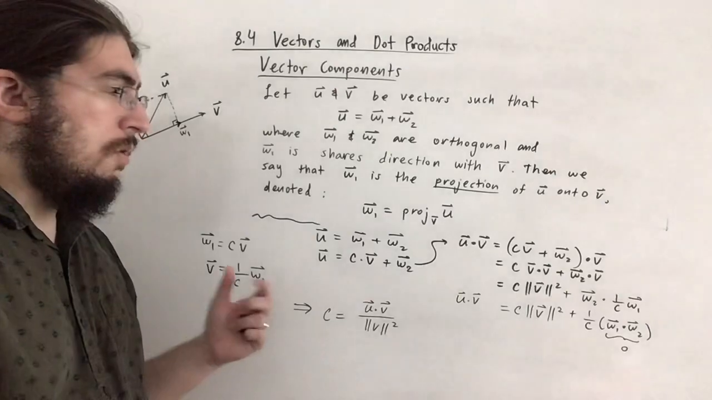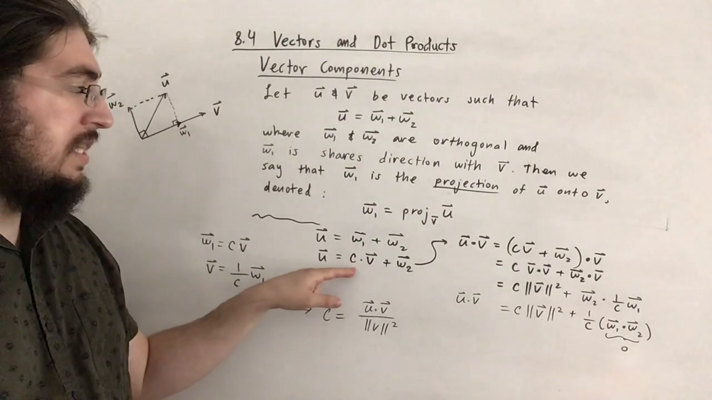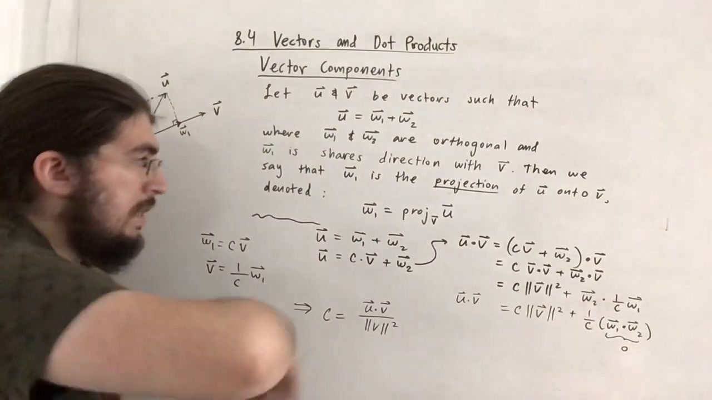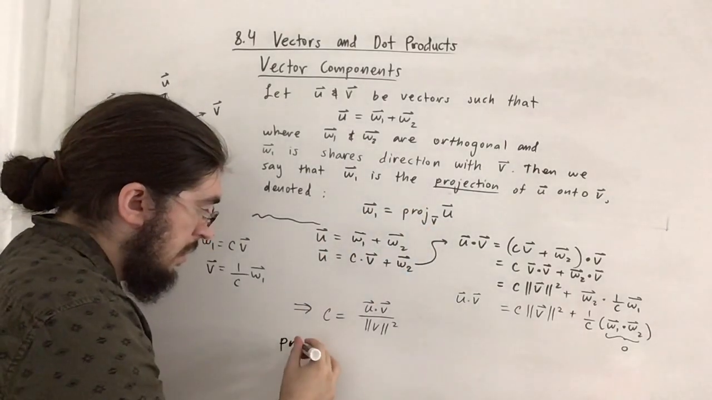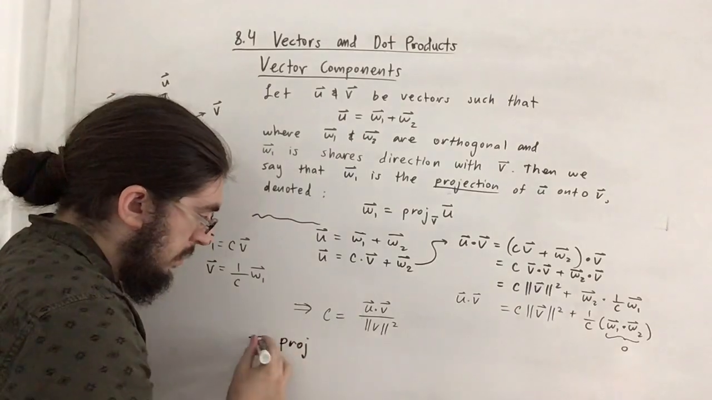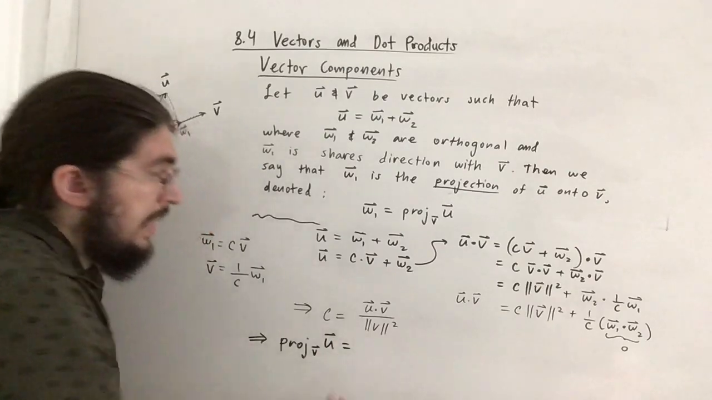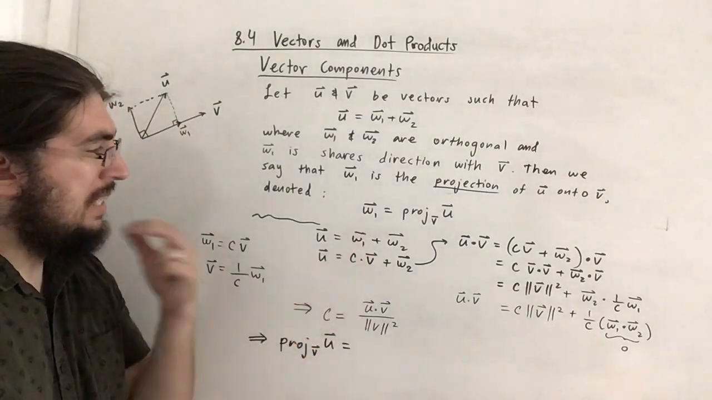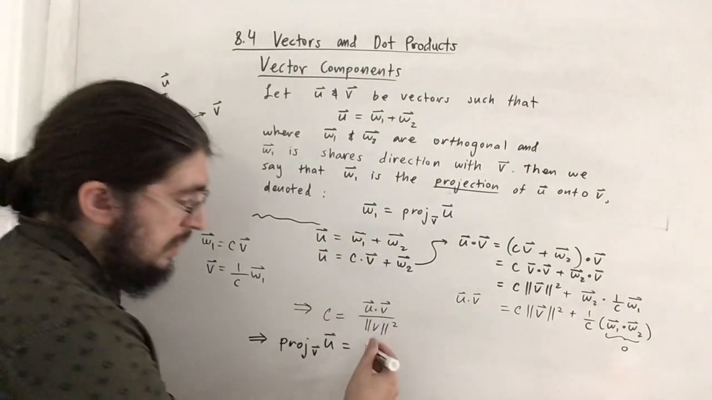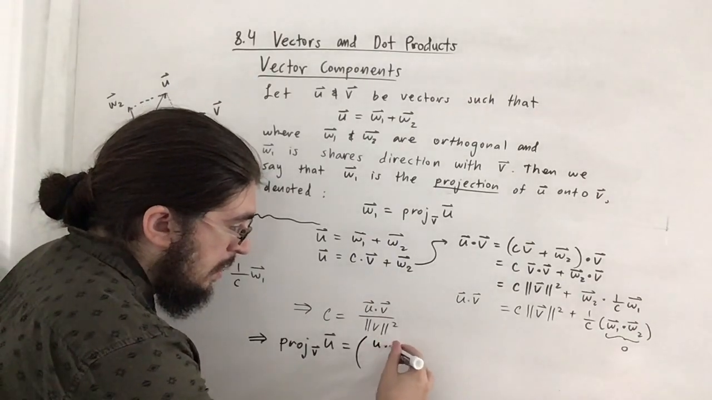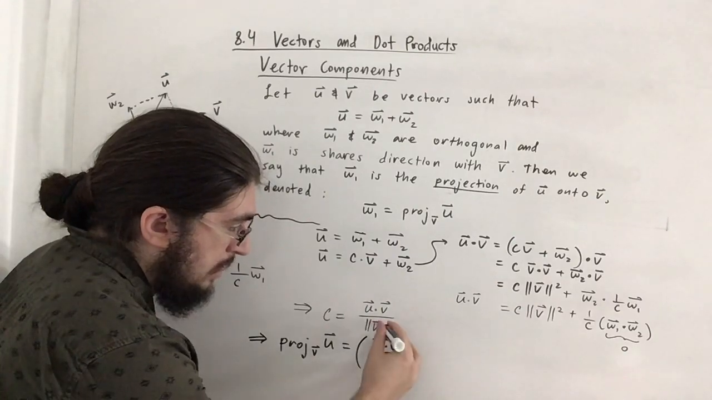Perfect. Now, what is so important about c? Well, remember that we said that w1 is v times c. So what that means is we can actually write w1, which we call the projection of u onto v. This is our actual big result here. The projection of u onto v is equal to w1, which is c times v, but we found out what c is. So c is equal to u dot v, all divided by the magnitude of v squared.